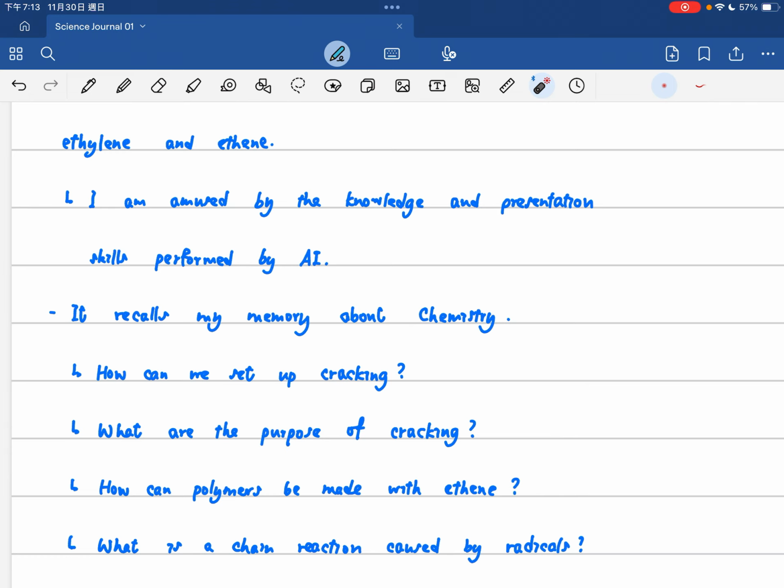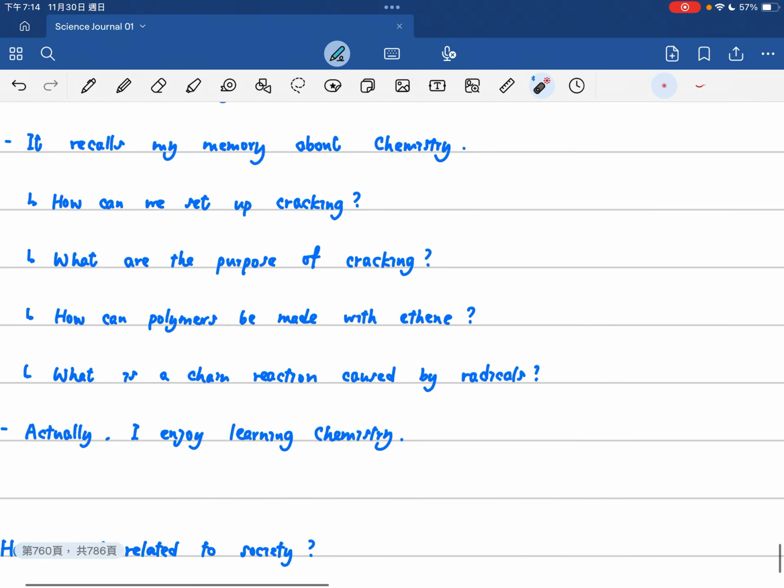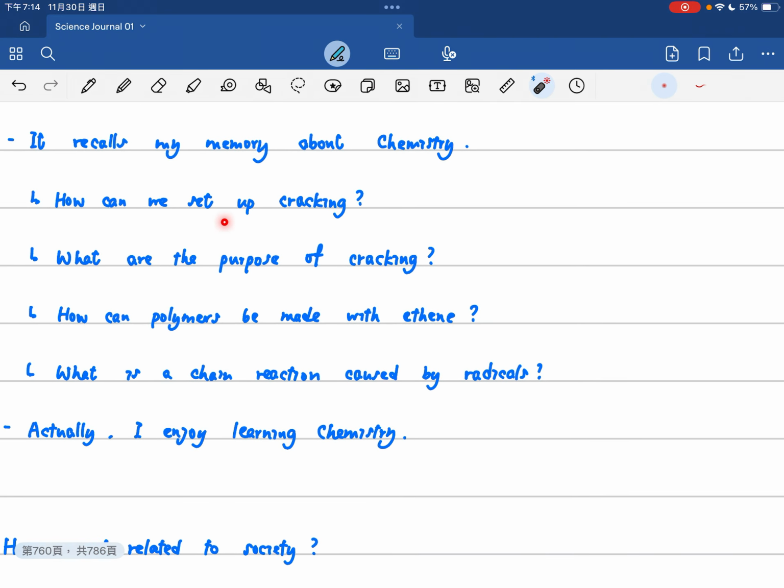It recalls my memory about chemistry. So how can we set up cracking? What is the purpose of cracking? How can polymers be made with ethene? And what are the chain reactions caused by the radicals?